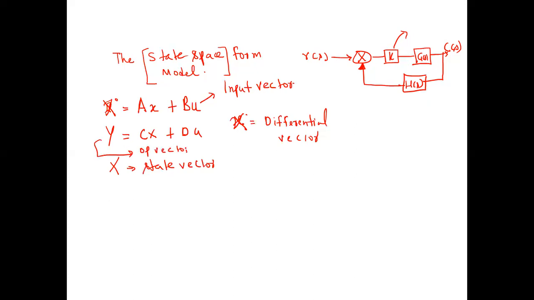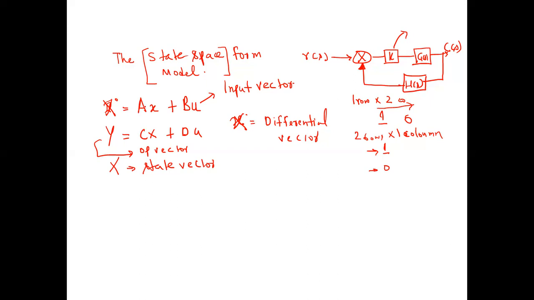A vector is a quantity which is either a column vector or a row vector. It can be one row into two columns, or two rows into one column. So this is the vector quantity. You can either have a row vector or a column vector.